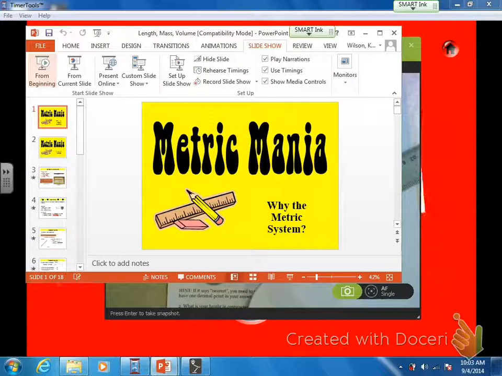Okay, so as we wait for the computer to kind of catch up with us here, we are moving on to mass. Somebody share with me the learning target for mass.